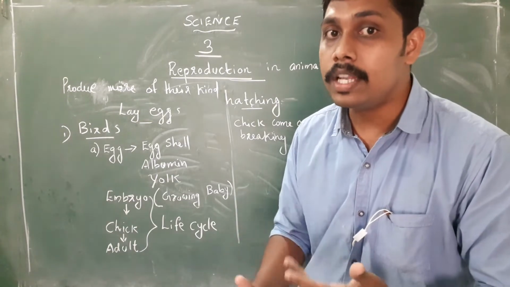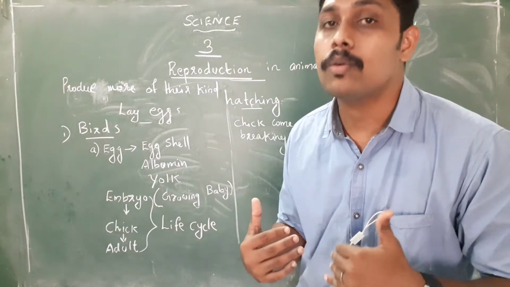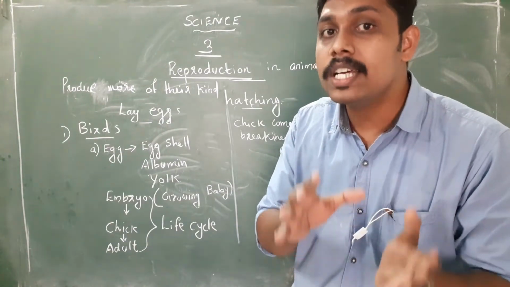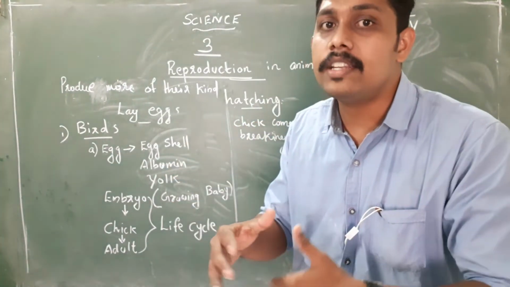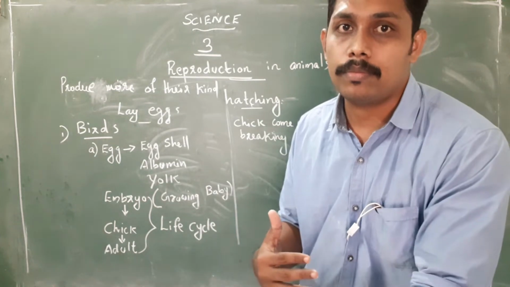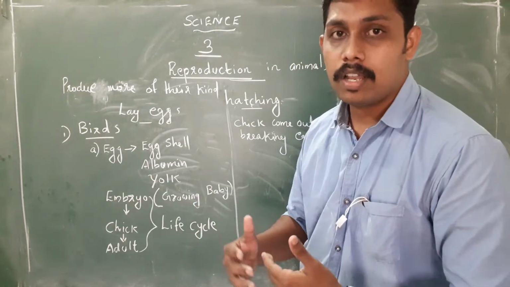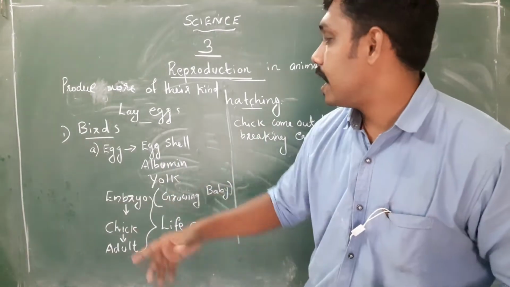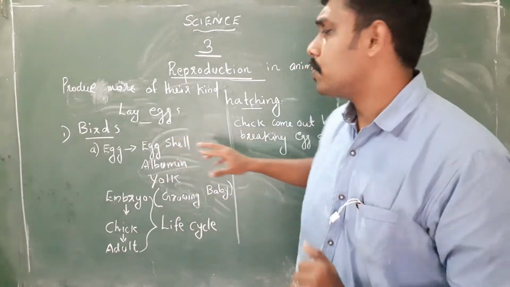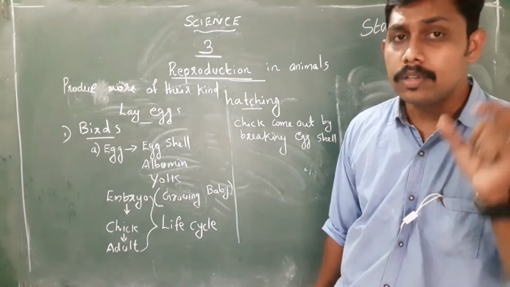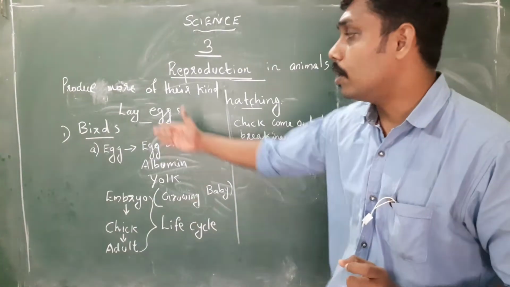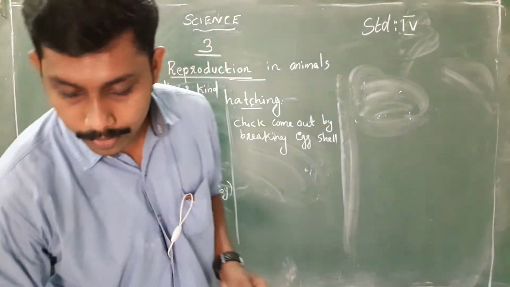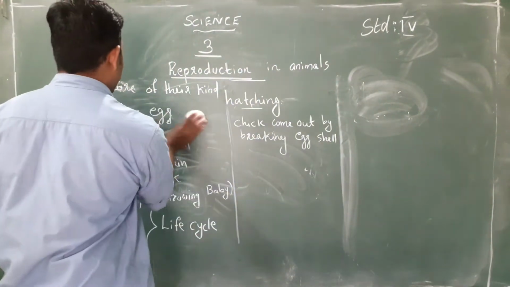For this development, what does the egg need? Warmth. So the parent animal sits on the egg and gives warmth. Then the chick develops, and the chick comes out by breaking the eggshell. This process is called hatching. So this happens in the case of birds. Now we are moving to the next: what happens in insects?